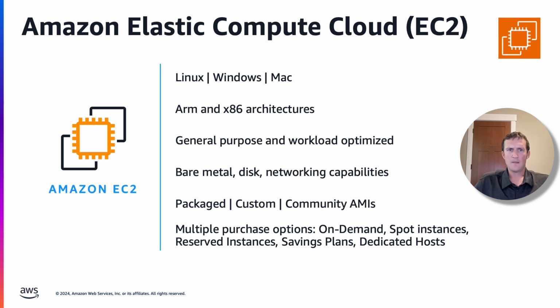AMIs, or Amazon Machine Images, are operating systems packaged along with software that you can deploy to an instance and quickly get it spun up. You have a couple options here. You can use public AMIs that are provided by AWS and available to any user, or you can create private AMIs in which you develop them and use them within your own accounts.